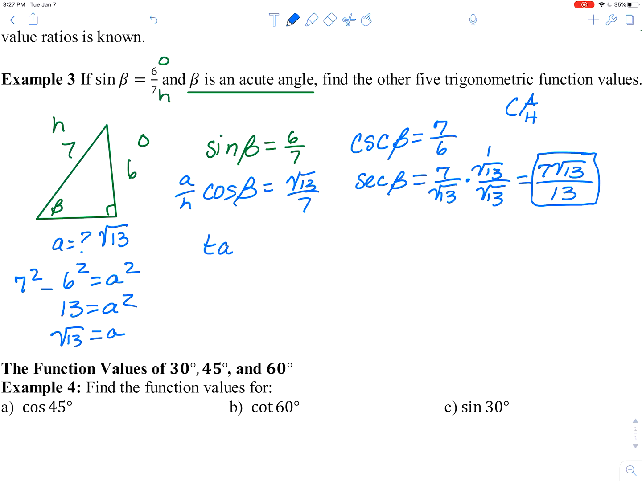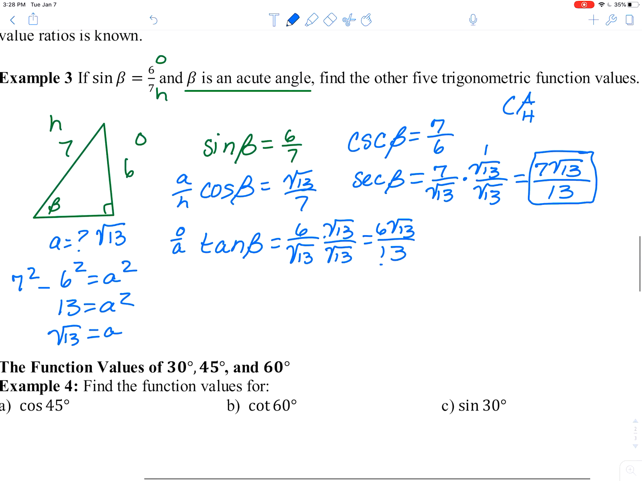Last two, we have the tangent of beta, which is O over A, TOA. So tangent is 6 over the square root of 13. Again, we have this issue where we have the radical in the denominator, so we're going to rationalize by multiplying by the square root of 13 over itself. So that's 6 times the square root of 13 over 13. And there we have your tangent of beta.